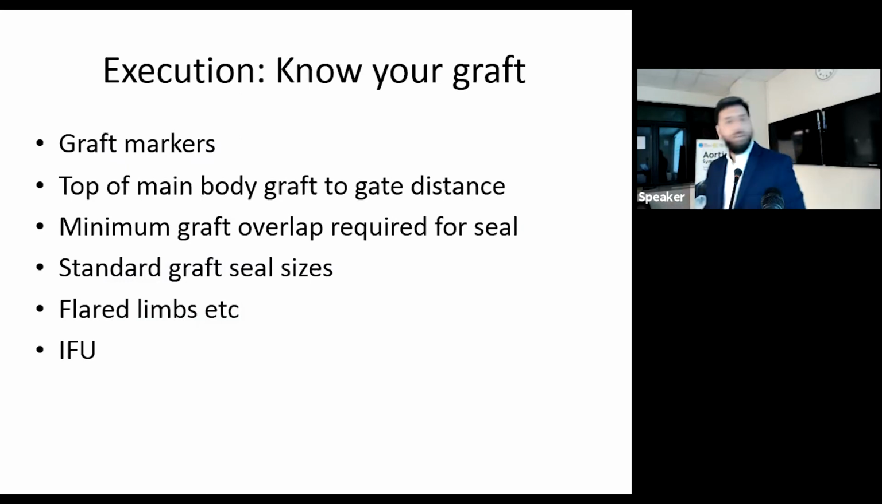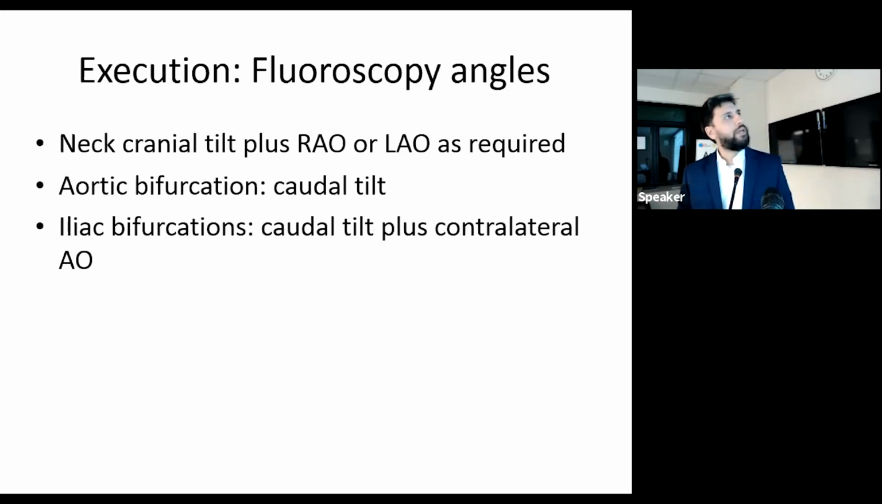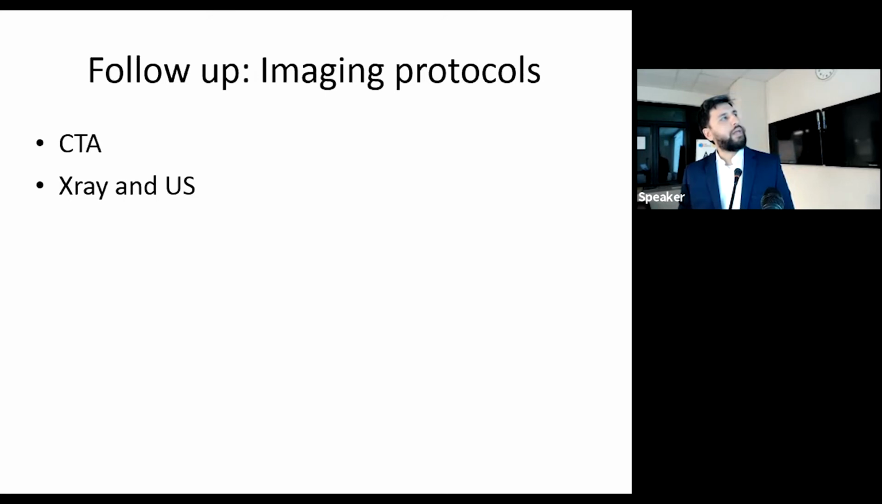So you need to know your graft. The graft has radiopaque markers on it which tell you the top of the graft and which way it's pointing. We'll talk about that in more detail with pictures afterwards. You also need to know if you've got flared limbs and things like that. And we've talked about the angulation angles for fluoroscopy.